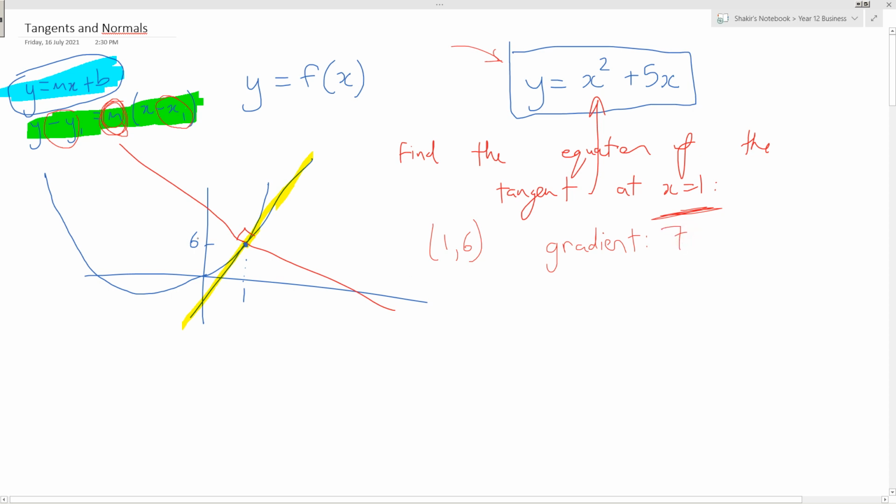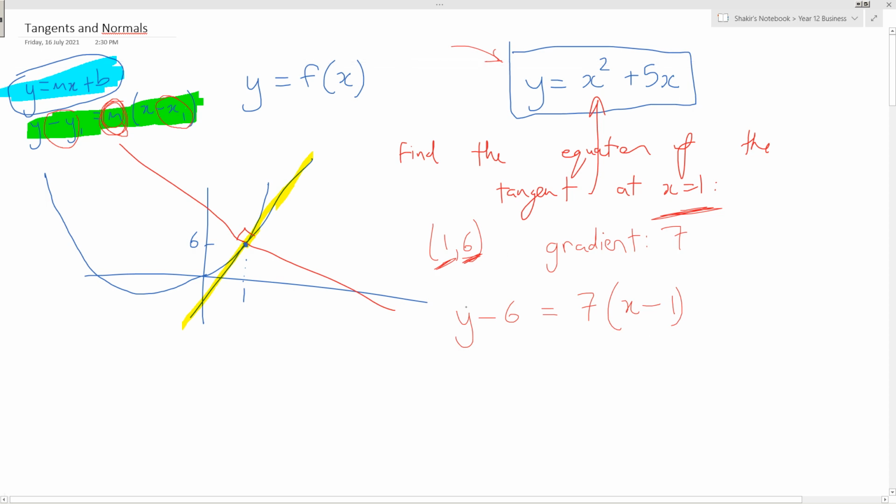And so we can write the equation of the tangent by just writing y minus y1, which is 6, is equal to m, the gradient, which was 7, times x minus x1, which is 1. And I'm done. That's it. The equation of a tangent is that.